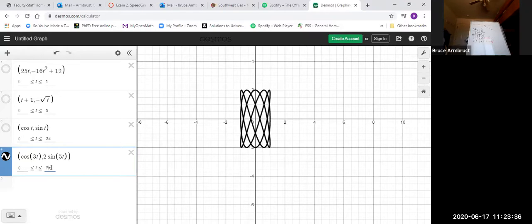Let's go a little bit further, see if anything changes. We'll go to 4 pi. Oh, there it is. There's that picture. So this one has a kind of crazy path, right? You'll notice that there's just all this kind of going up and down and back and forth. But this is the set of parametric equations that we would use to describe it.